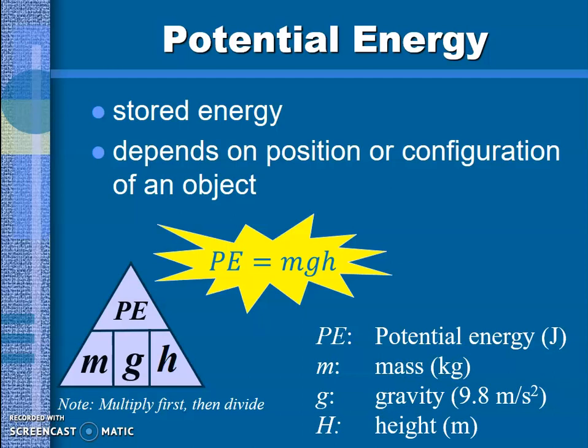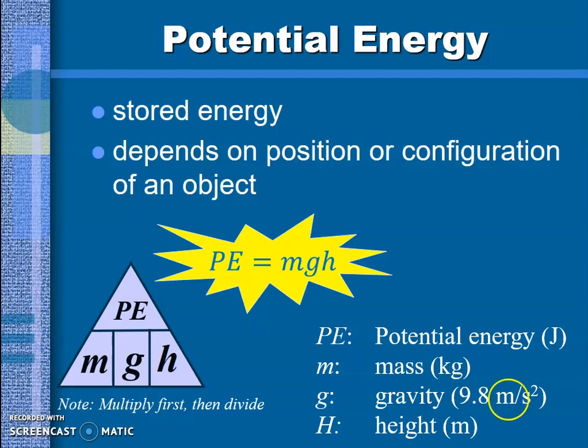G stands for gravity. This is a constant. We've already learned this constant, so it should already be on your sheet, but go ahead and add it again in this location. Gravity on Earth is always 9.8 meters per second squared. And then the H stands for height. Height is a measurement of distance. It's the distance from the ground. And so we are scientists, we will measure that in meters.